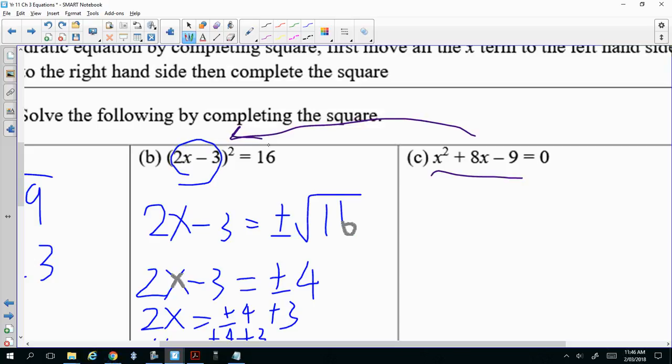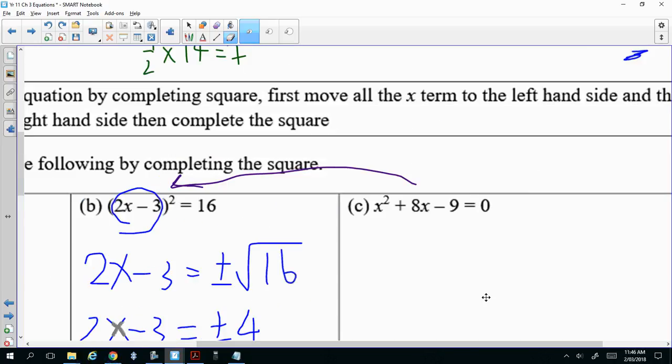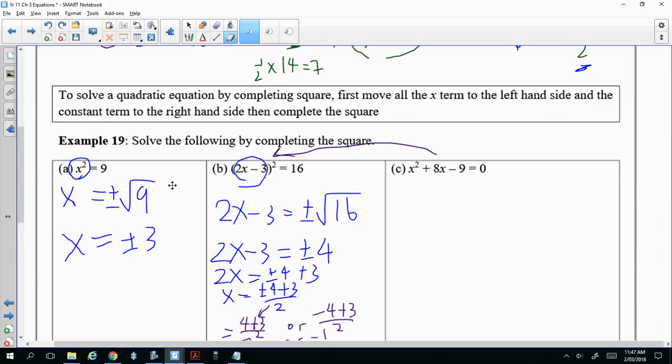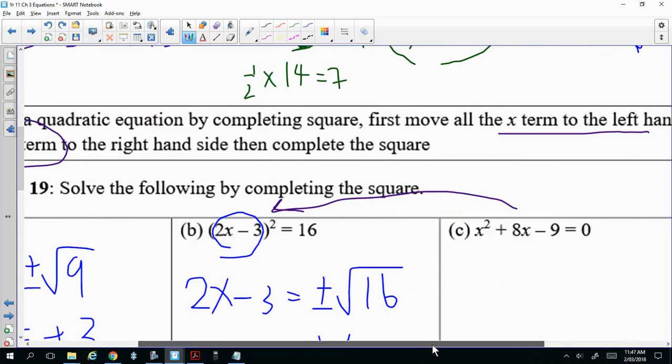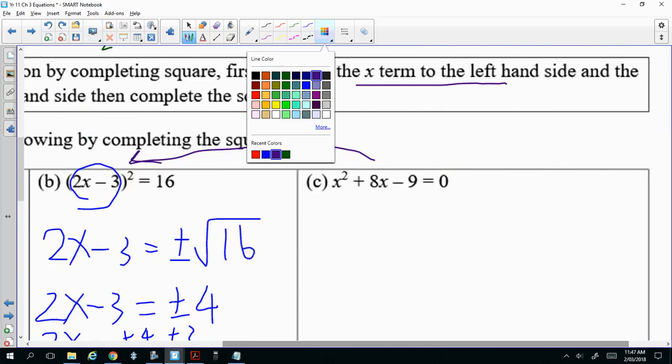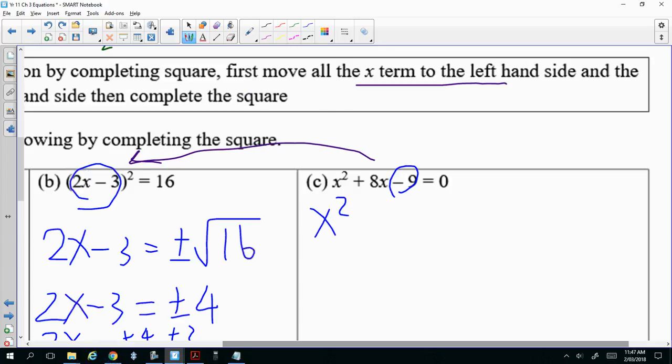Well, let's try. So what you do is, the instructions state clearly that the first step is to move all the x term on the left, which we have here, but then the constant term needs to be moved to the right. So let's do that. Let's move the constant term, which is negative 9, to the right. So write x squared plus 8x. I'm going to leave a gap there, equal to 9, because we're going to complete the square. I move the negative 9 to the other side. So that's your first step.